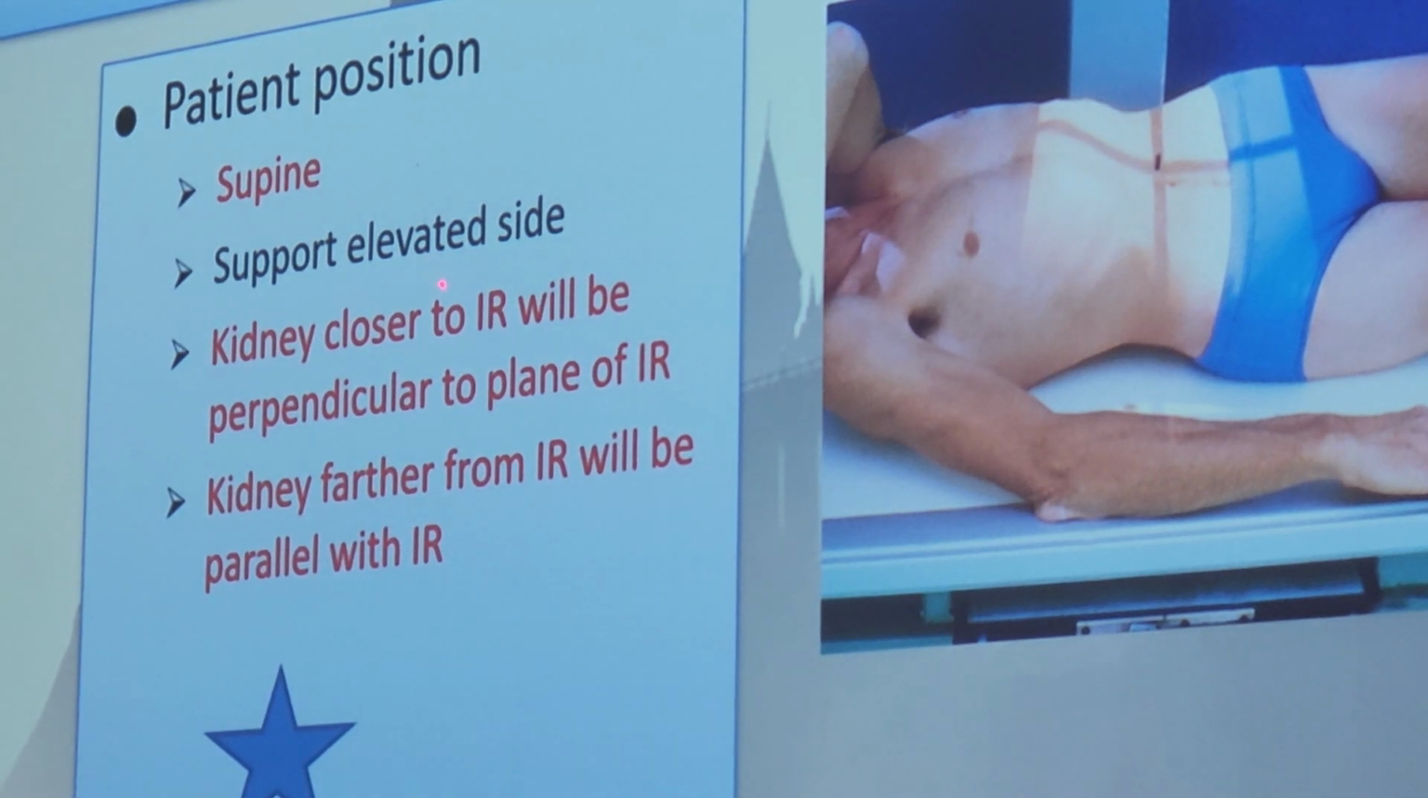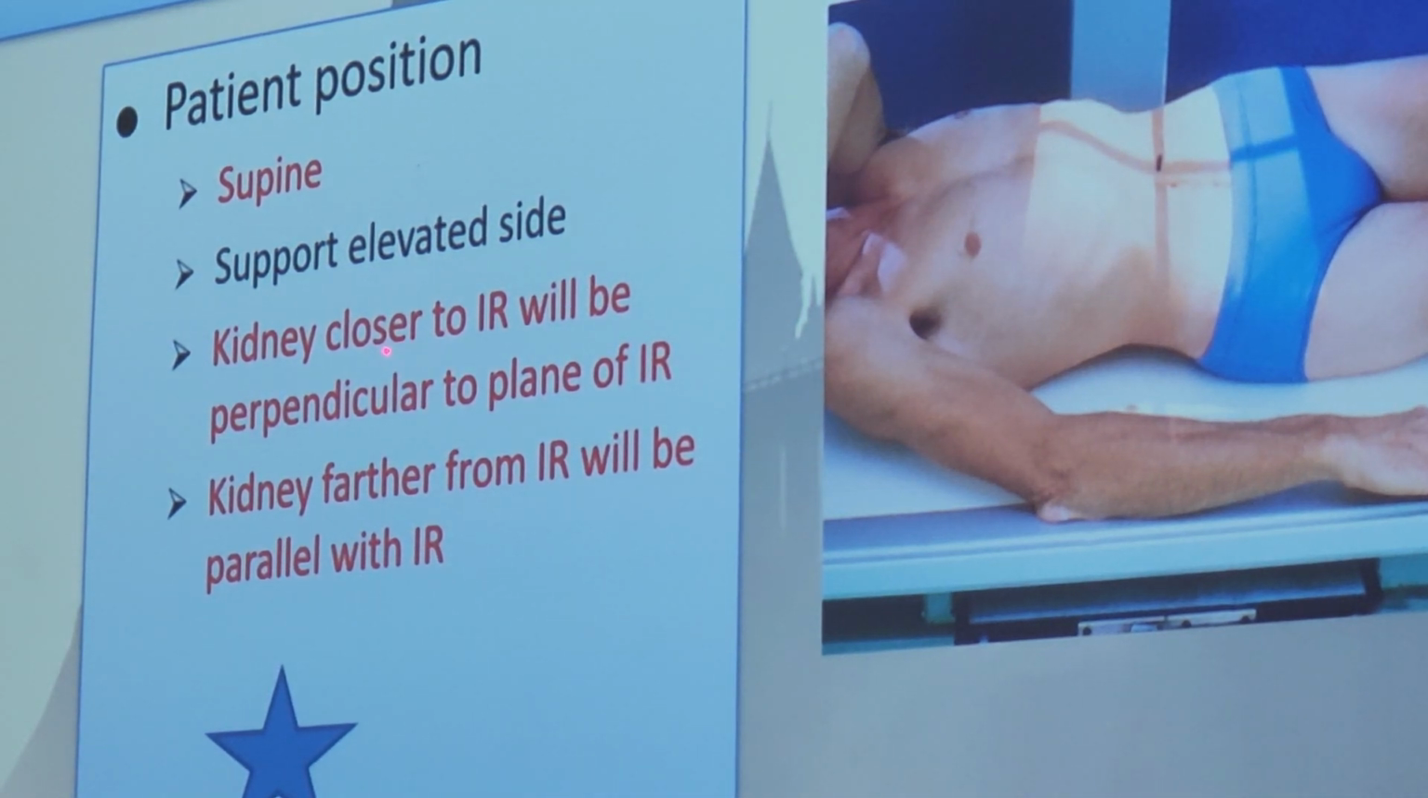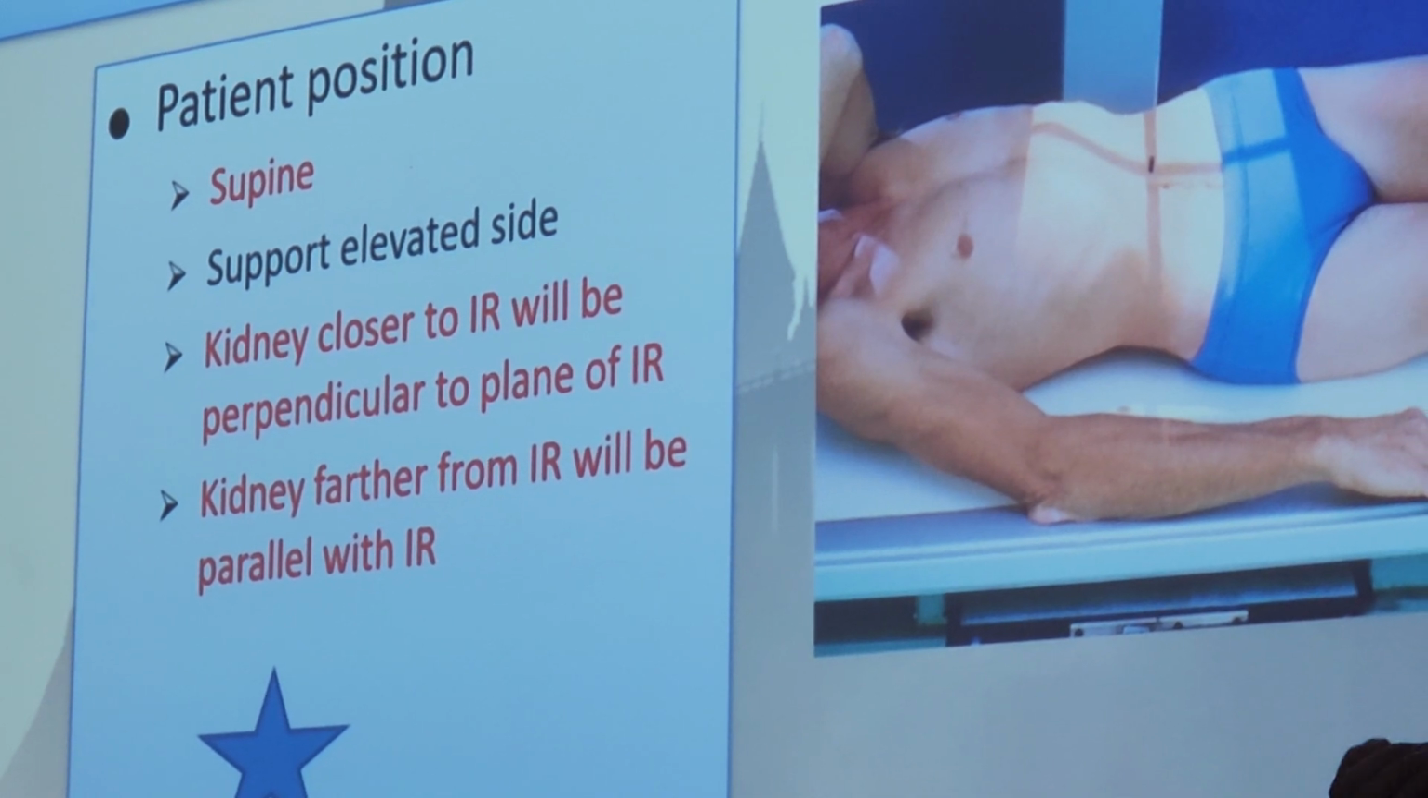So if I'm doing RPO, the right kidney is perpendicular to the IR. If I do an LPO, the left kidney is perpendicular to the IR. Whatever kidney is perpendicular, the opposite kidney is parallel. So, the kidney farthest from the IR will be placed parallel with the IR. You can see how they can really trip you up with that question, because you can actually ask 4 questions out of that statement right there.